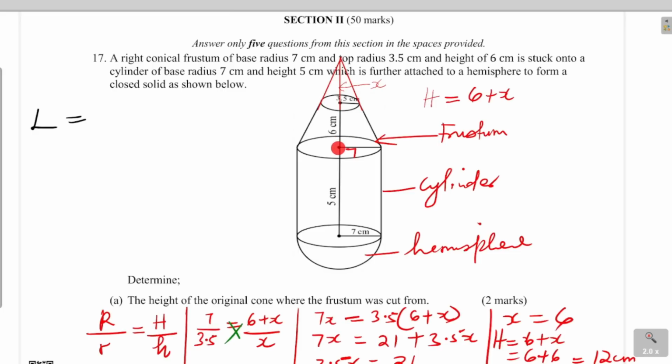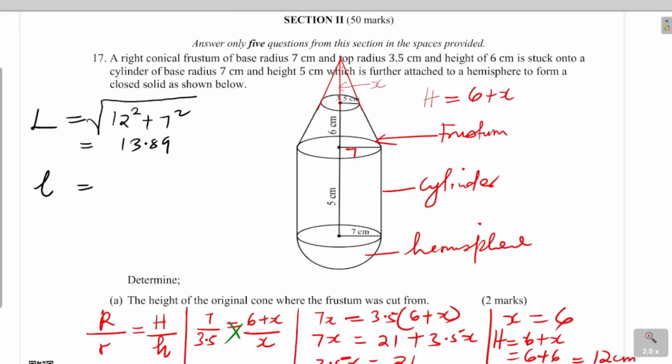The height is 6 plus 6, that is 12, and then the base is 7. So we can get the hypotenuse. The hypotenuse using Pythagoras theorem will be given by 12 squared plus 7 squared. So if you work out 12 squared plus 7 squared and get the square root of that, that will give 13.89.